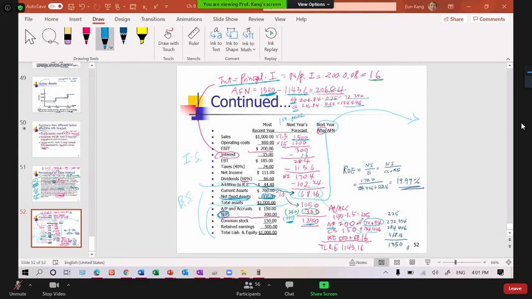Okay, I have another question. Sure. When you did the next year liabilities and equity side of the balance sheet, you did notes payable 200 plus 72.394. Where did you get that?